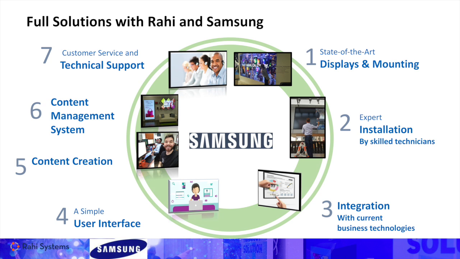So it's pretty clear to see that Samsung really has an amazing set of technology available. But on their own, these displays really don't solve your business problems. Together with Rahi Systems and Samsung, however, we can do that. So let's look at the 7 steps of a digital signage deployment. Let's start with number 1, which is the displays and mounting. As I said, that's kind of the easy part. But you also need things like installation by skilled technicians who are licensed and bonded to do that kind of thing.